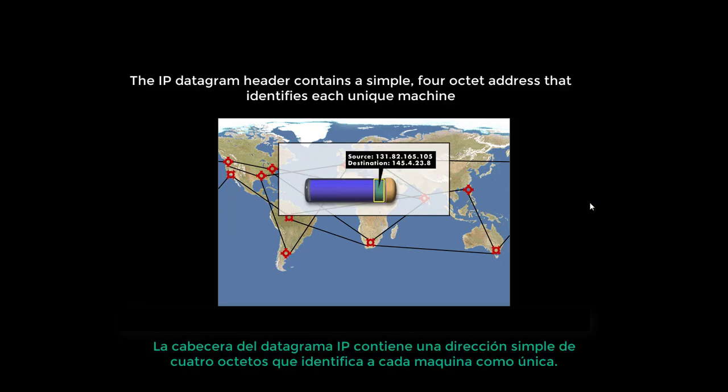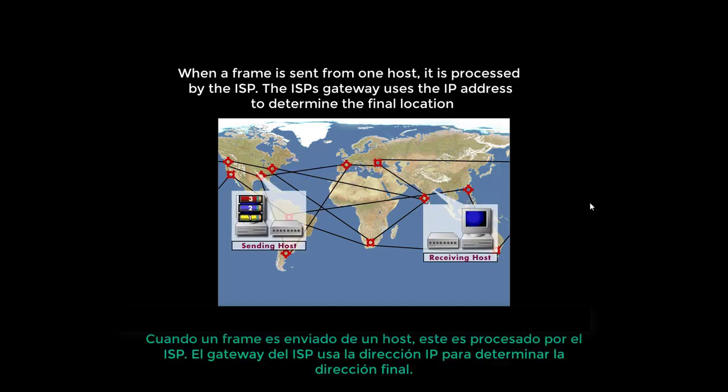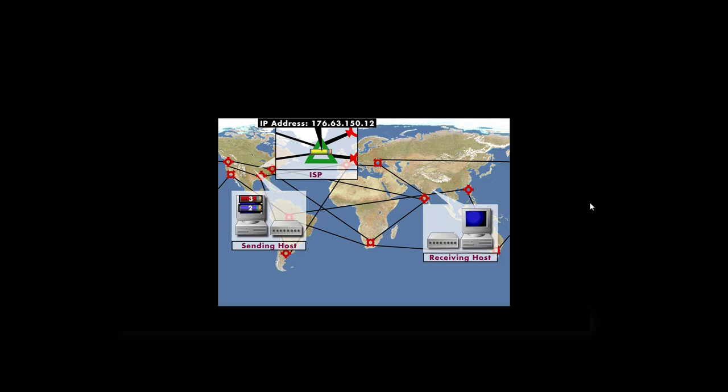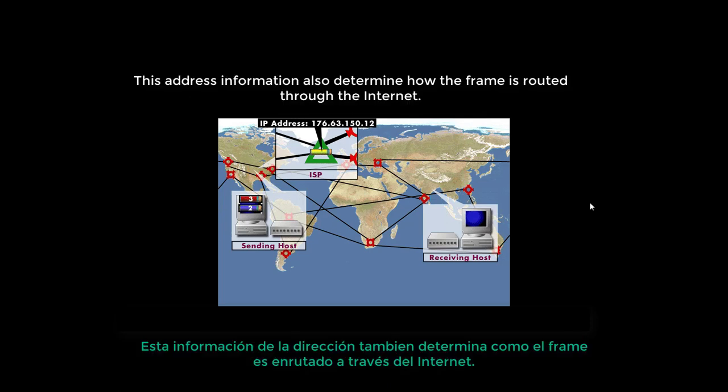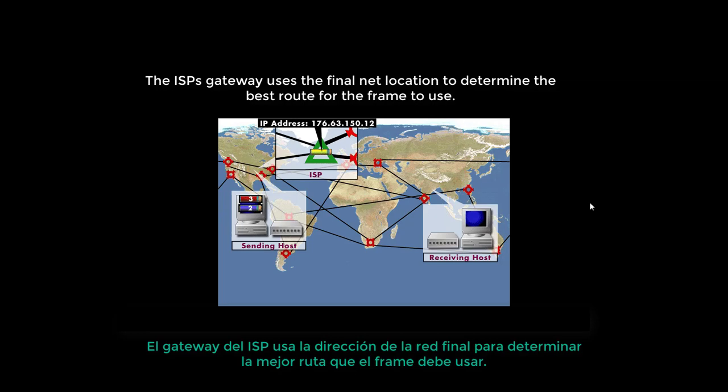The IP datagram header contains a simple 4-octet address that identifies each unique machine. When a frame is sent from one host, it is processed by the ISP. The ISP's gateway uses the IP address to determine the final location. This address information also determines how the frame is routed through the Internet. The ISP's gateway uses the final net location to determine the best route for the frame to use.